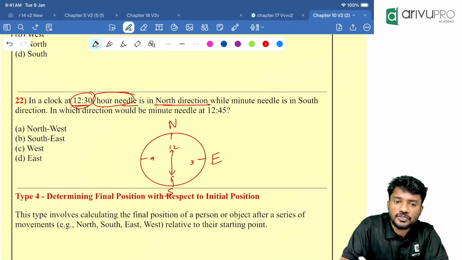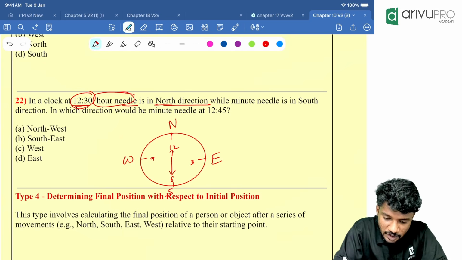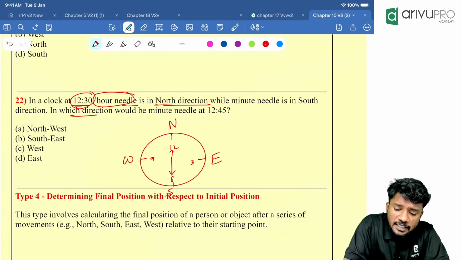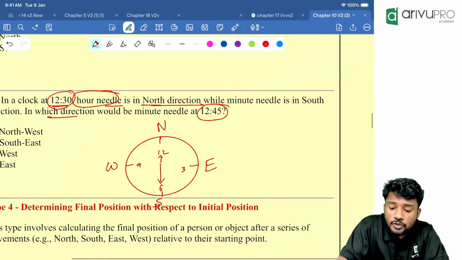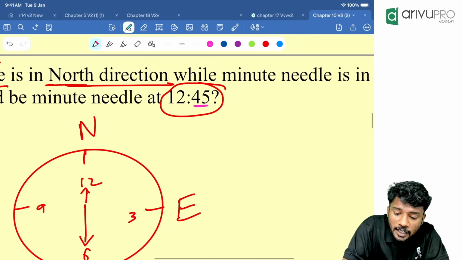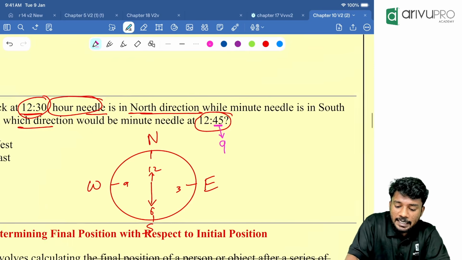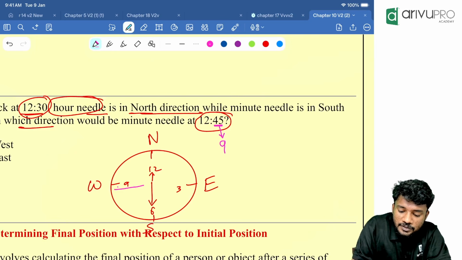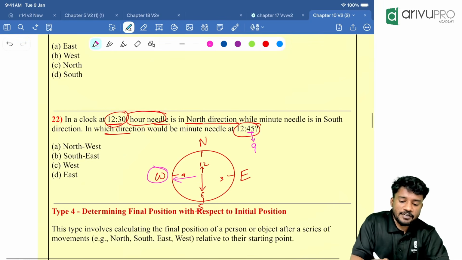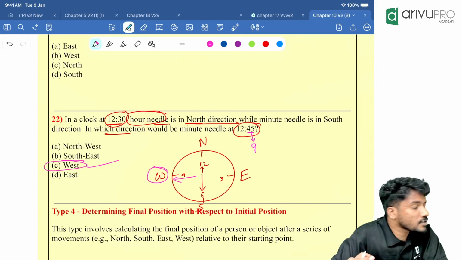South, this is east, this is west. The question is, in which direction will the minute hand point at 12:45? People, 12:45 means the minute hand should be pointing towards 9. That means it should be going towards this direction. The answer is west. Option C is the answer.